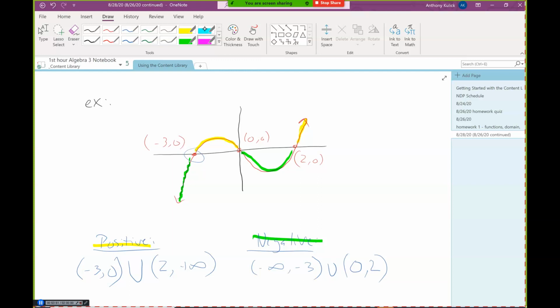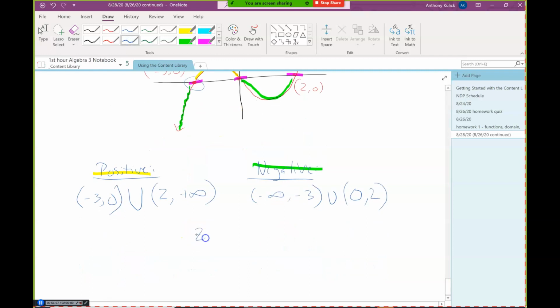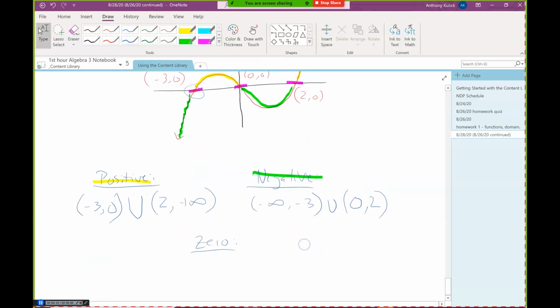Okay, how many places do you see where the graph is on the x-axis? 3, right? Here, here, and here. You guys agree with that? Notice, though, this part of the graph that is on the x-axis is finite, right? There's exactly 3 points that are on the x-axis. So the notation that I'm going to use is just going to be a list. So I'm just going to list the x-coordinates for those 3 points. -3, 0, and 2. Is everybody okay there?